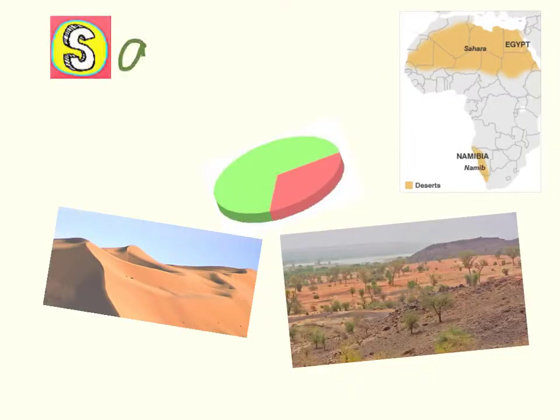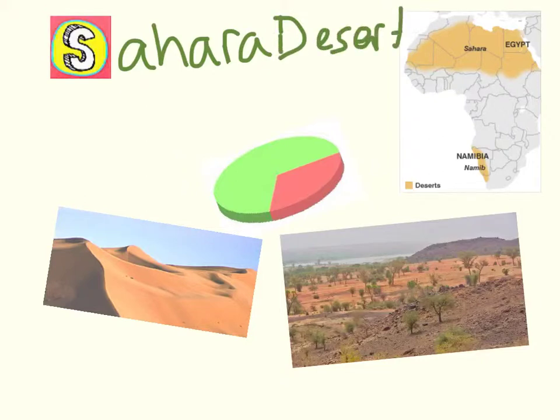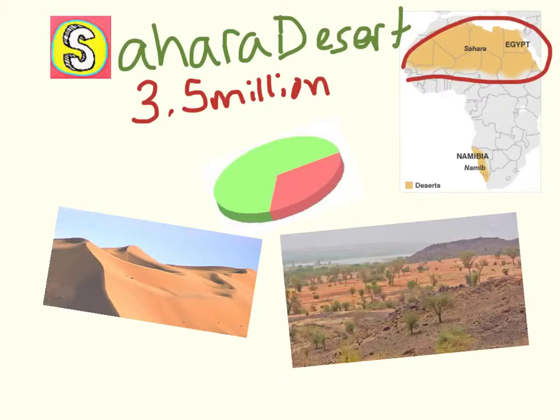S is for Sahara Desert. The Sahara Desert is the largest desert in the world other than Antarctica. Get this, it's 3.5 million square miles. You can see in the map that it's found in northern Africa, including Egypt.